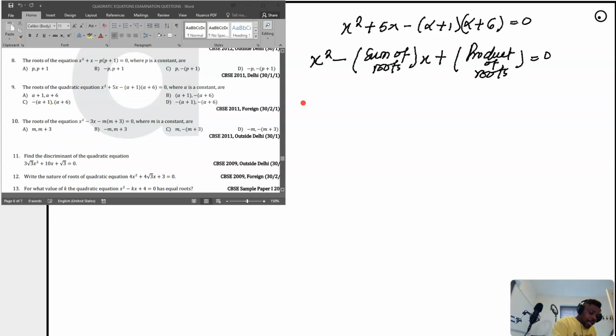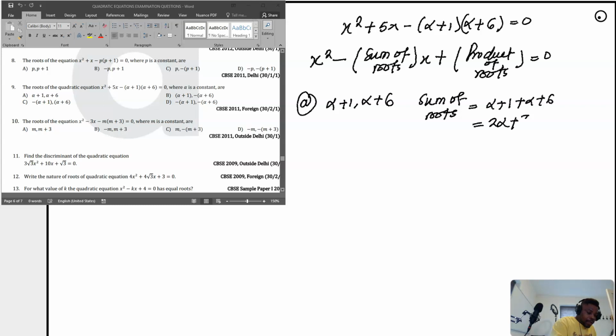So let's start with option A. Option A, alpha plus 1 and alpha plus 6. Let's do sum of roots. So alpha plus 1 plus alpha plus 6. This is 2 alpha plus 7.